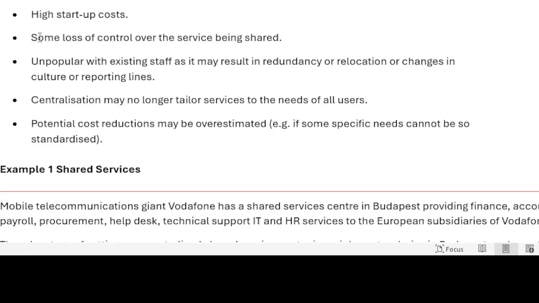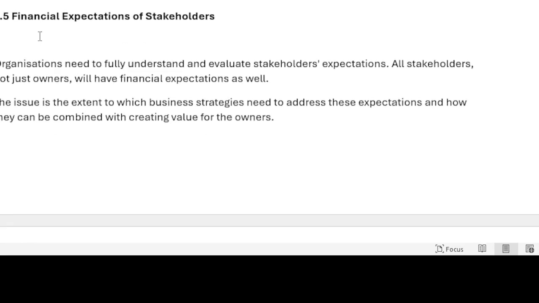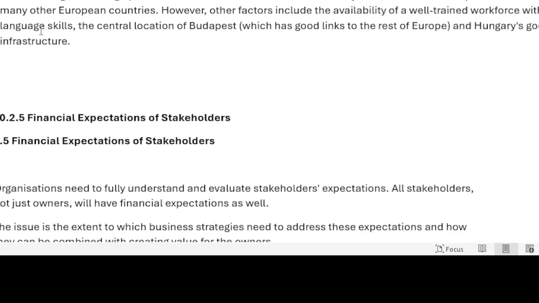So those are the main disadvantages, but there could be much more that we face as an organization if we are having a unified service center for, let's say, the finances.